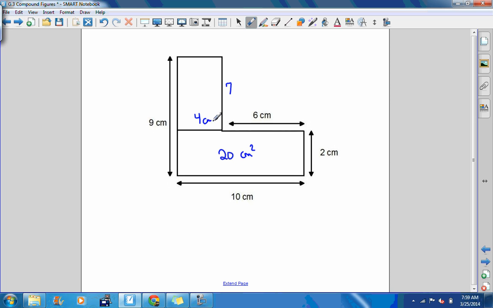Now we can put the labels on these, and then we solve. 4 times 7 is 28 square centimeters. Now, the area of these two figures together makes the area of the entire figure. So we go 28 plus 20 is equal to 48 square centimeters for this rectangle. Okay, and so the shapes will get bigger and more difficult, but the idea is the same. If you have a compound figure, you break it up into smaller pieces, find the area of each, and then add them all up at the end.